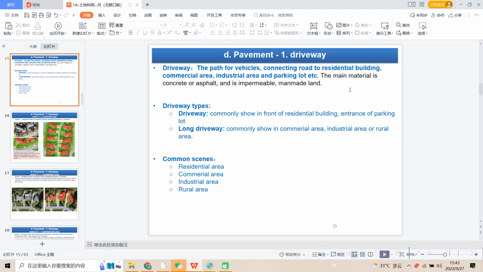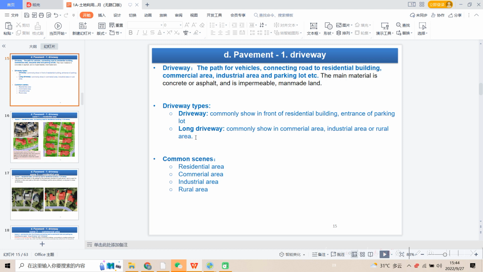First, the driveway has to connect a road to a residential building, commercial area, industrial area, or parking lot. And second, the material has to be concrete or asphalt. If there is only dirt or bare land and you don't see concrete or asphalt, then you don't need to draw it as a driveway.